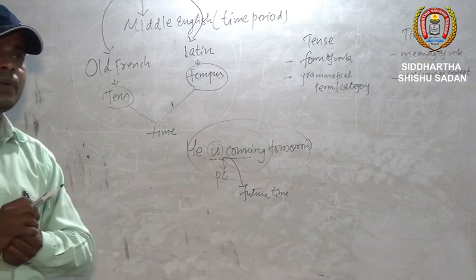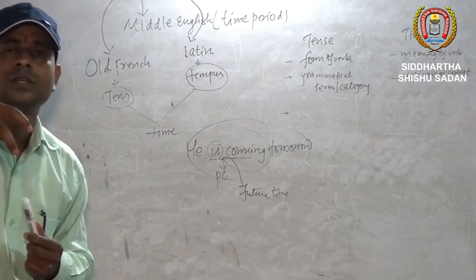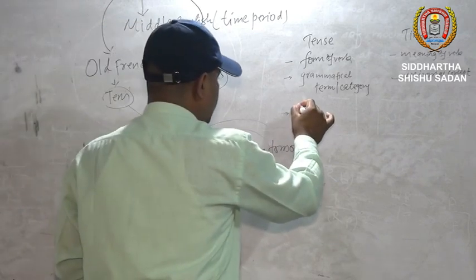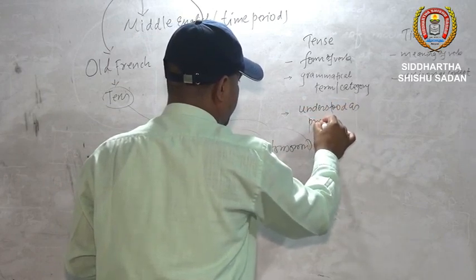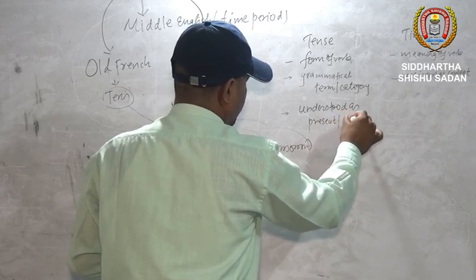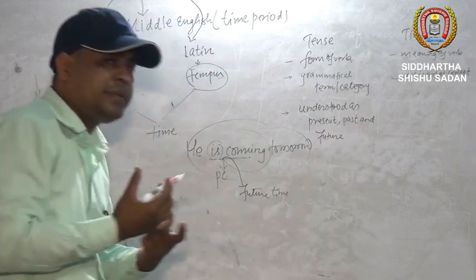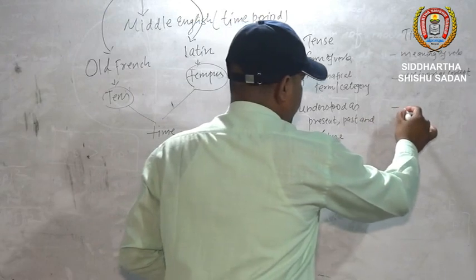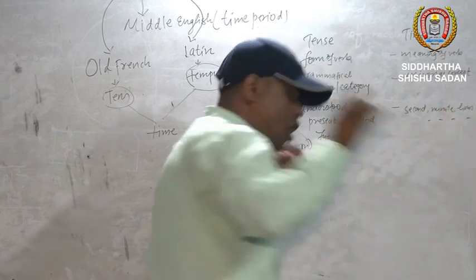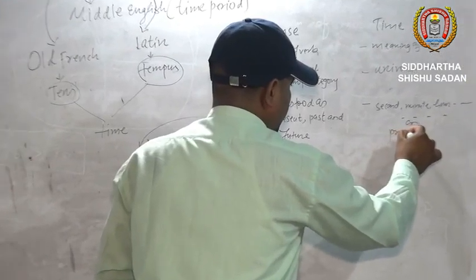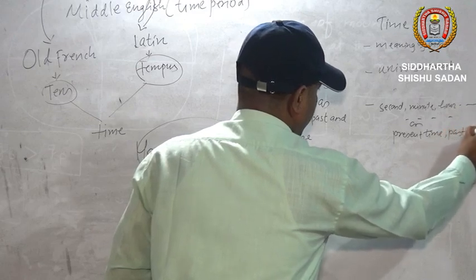Dear students, now tense is understood as present tense, past tense, and future tense. Yes, it is understood as present, past, and future. Whereas time is understood as second, minute, hour, etc., or also as present time, past time, or future time.